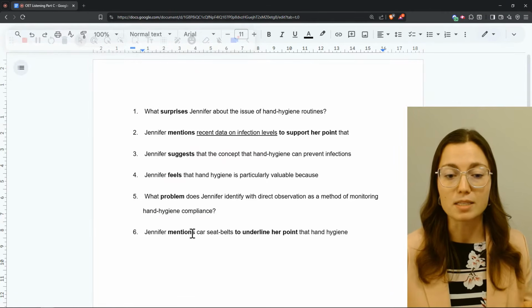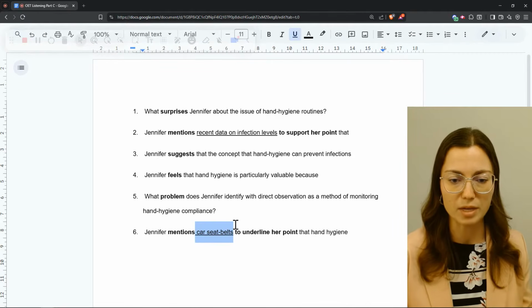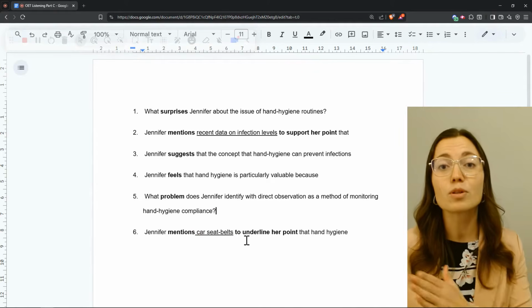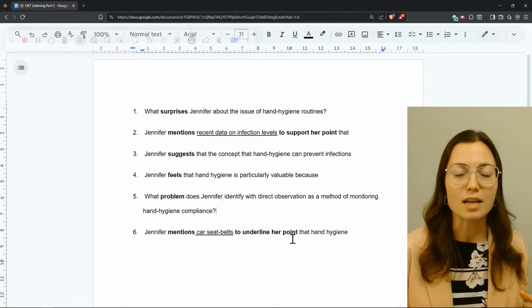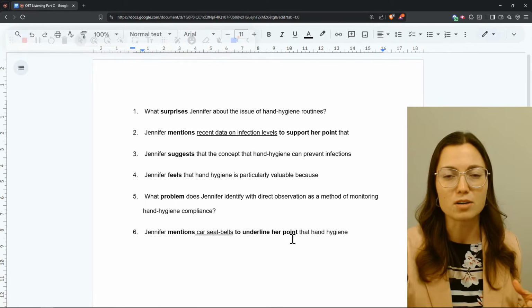Notice with number 6 again, she mentions car seatbelts. So this is common where we have mentioning something specific for the purpose of, so to underline her point, and it's the point that we are listening for.